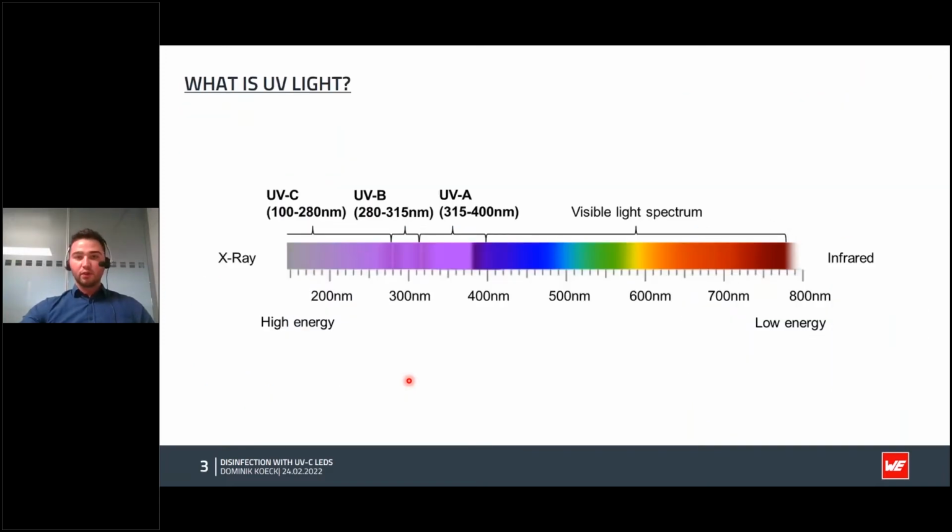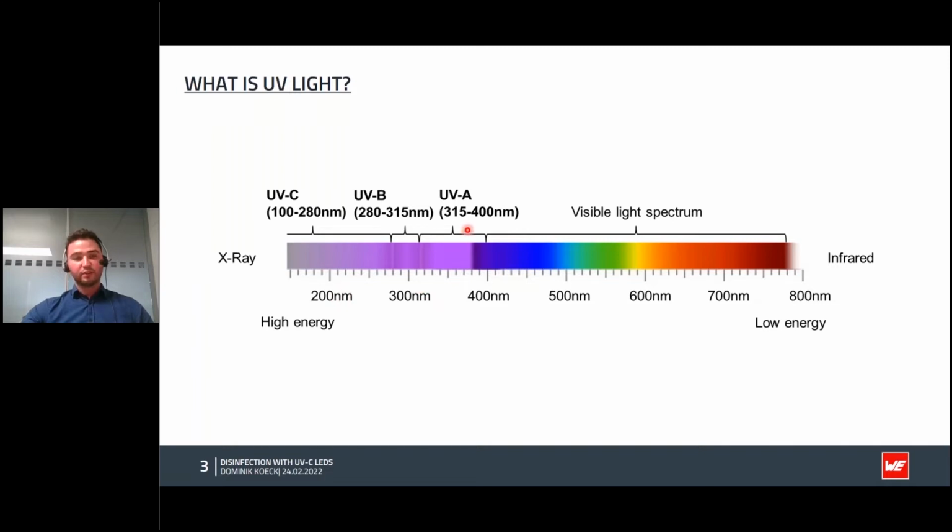So here is the overview of the electromagnetic spectrum of light, UV and infrared light. You see the visible light spectrum goes from 400 nanometers to about 780 nanometers. Above this wavelength, we have infrared light, and below those wavelengths, we have UV light. If we go to even lower wavelengths, we get to the X-rays. So for lower wavelengths, we have a higher energy.